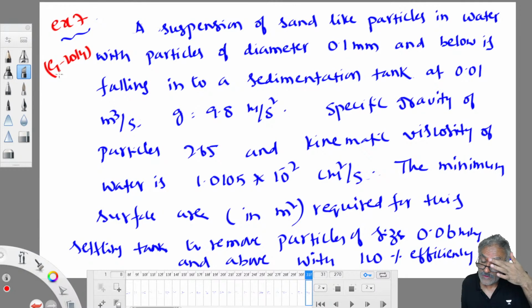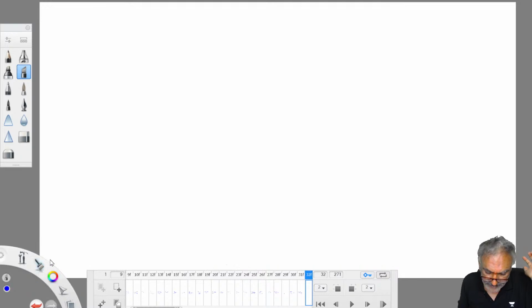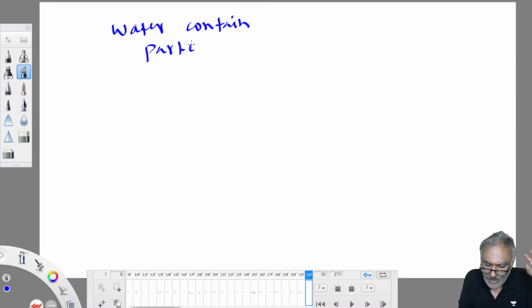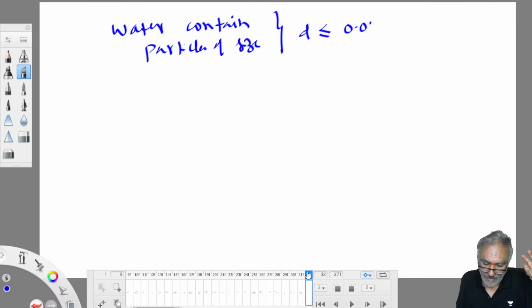Good question. To confuse you, he has given the diameter of the particles two times, here and here also. So he mentioned that water contains particles of size D less than or equal to 0.1 mm.